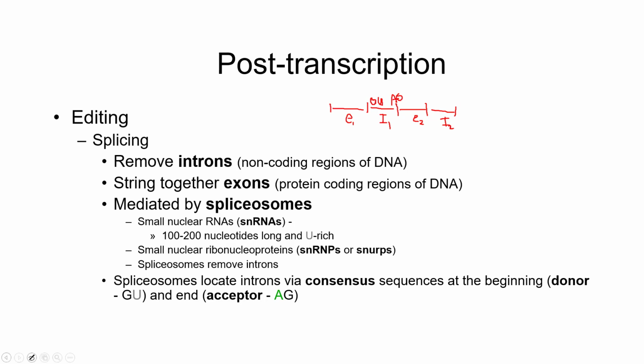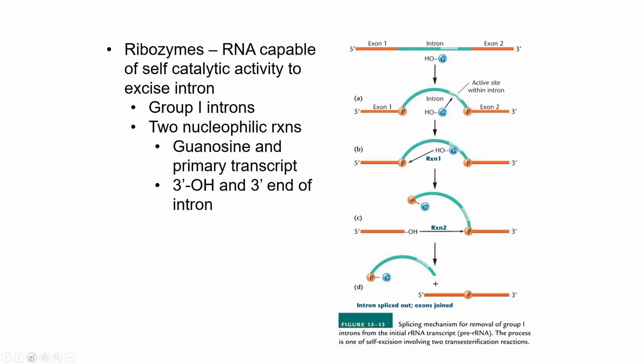So these are called donors and acceptors. Again, we would have a GU site on this end and an AG over here. There are two types of splicing. Okay, the first is kind of what we call a ribozyme.